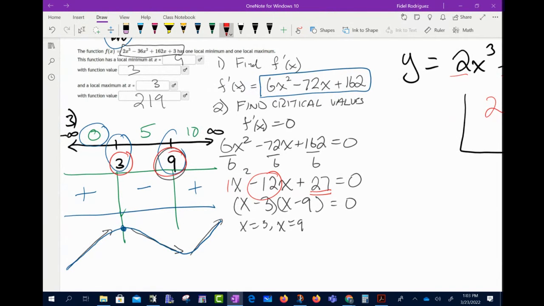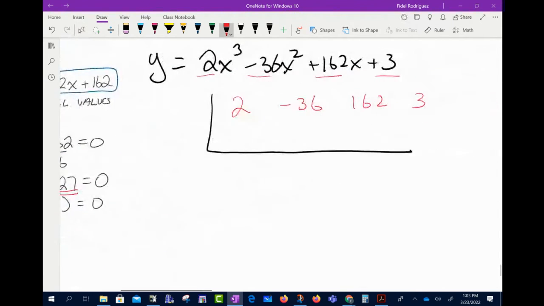So look, when we plugged in 9, look at the y value we came up with. We came up with 3. Okay, so the way you can do this by hand, if you want to, put the 9 right here. Okay, this is synthetic division. The first step in synthetic division says drop the 2. Then you multiply. What's 9 times 2? 18. Add straight down. Negative 36 and 18 is negative 18.